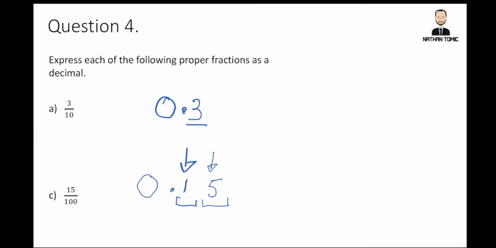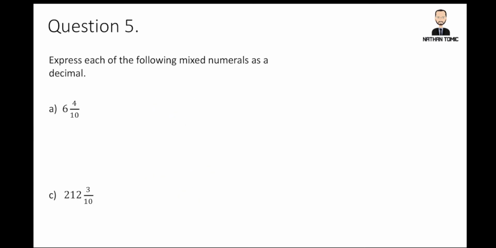Question 5 asks us to express each of the following mixed numerals as a decimal. So it's similar to question 4, but now we have some whole number components, the 6 and the 212 in this case. So we'll start with the whole number, the 6, so that's going to be to the left hand side of the decimal place because it's a whole value. And then we have 4 tenths left, so that 4 is going to end up on the right hand side.